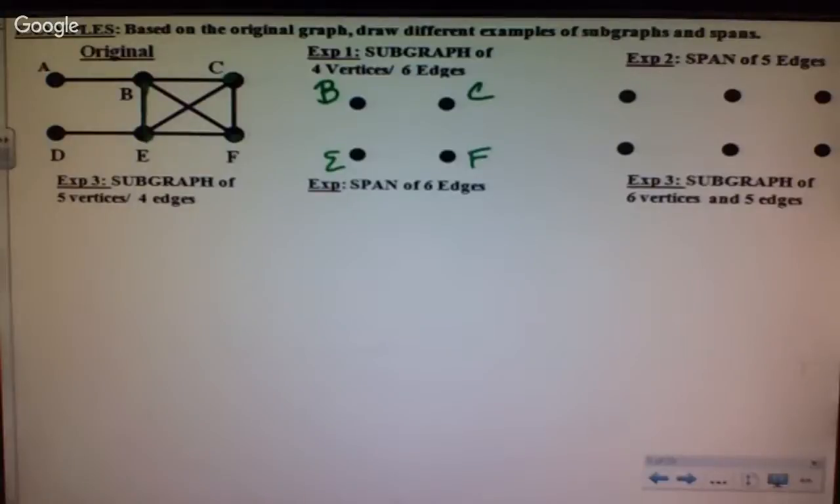There's a line that connects B to E. I have a line that connects B to C. A line that connects C to F. A line that connects E to F. I've got one that connects E to C and one that connects B to F. So again, everything came from the original picture. 4 dots, 6 edges. Nothing new.